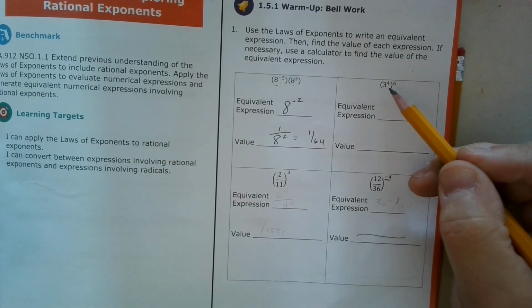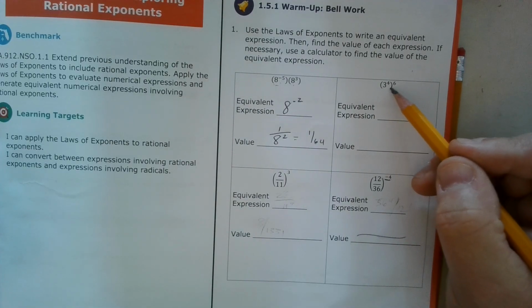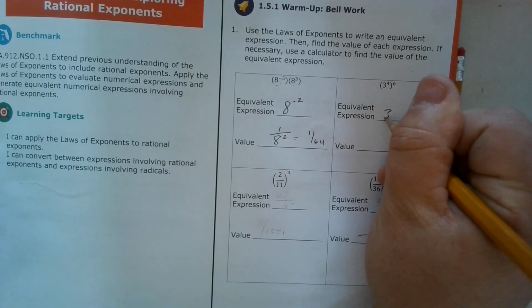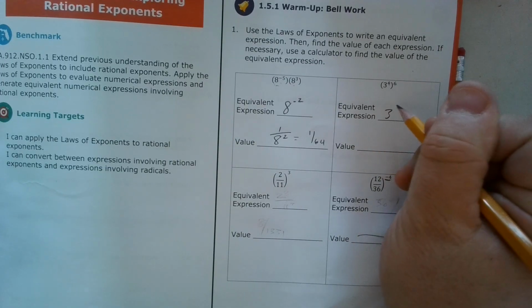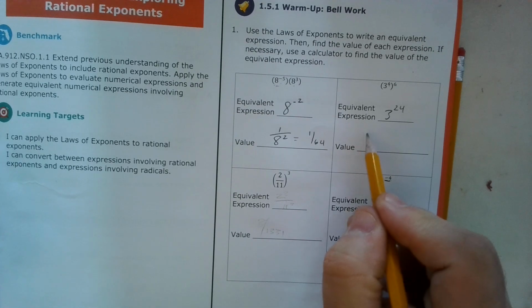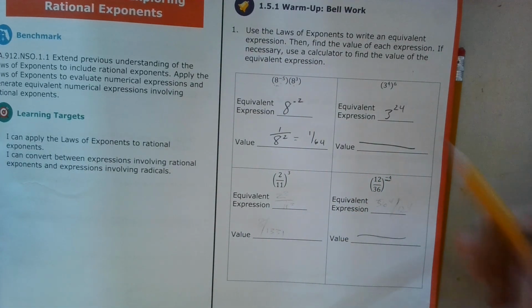Over here, we got 3 to the 4th power raised to the 6th power. So whenever you have a parenthesis in between, you multiply those. So that's going to be 3 to the 4 times 6. 4 times 6 is 24. So 3 to the 24th power, and that is a huge number. We're not going to write all that. I just want to know that you know how to do that part.